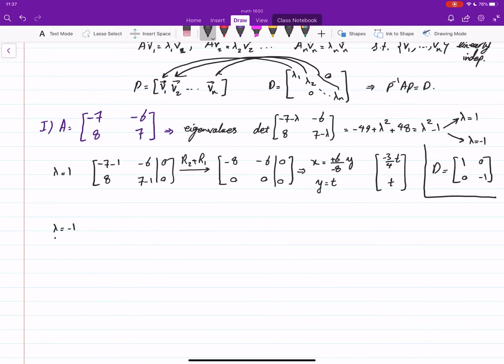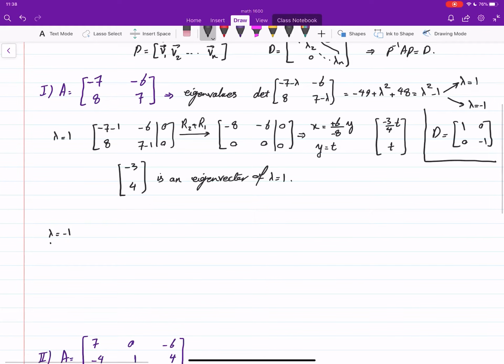Just to get better values here, I can put t equal to 4, for example. If t is 4, then the vector -3, 4 is an eigenvector of lambda equal to 1.